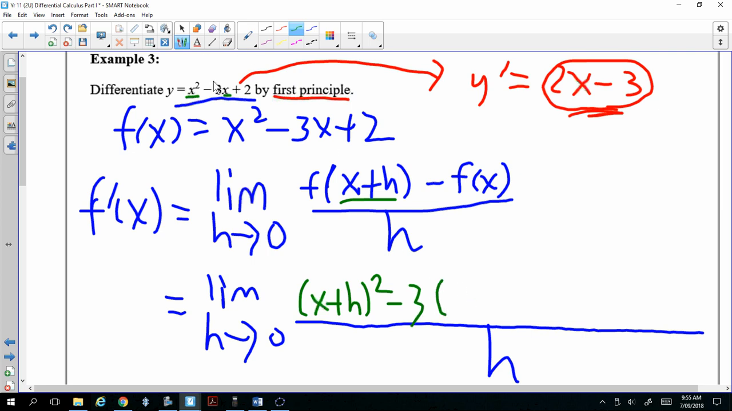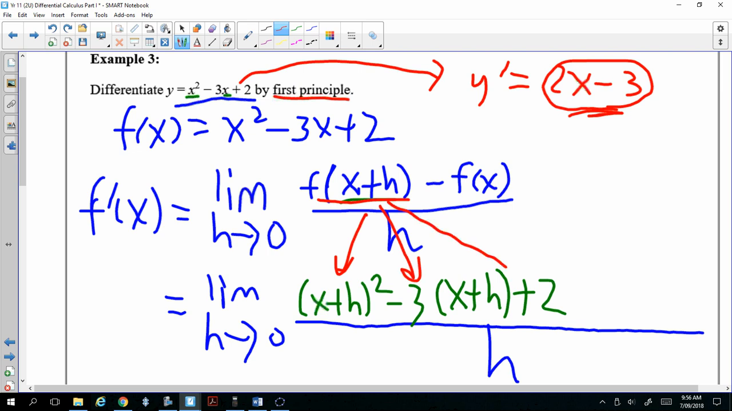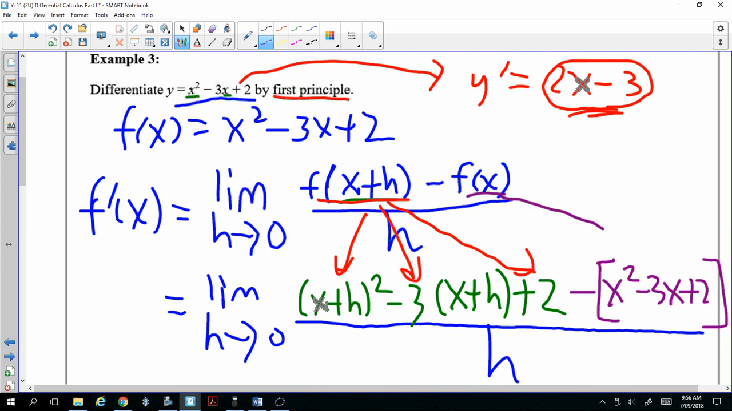There are 3 terms just from here. This bit gives you 3 things. And then we now have to minus. This time you need to put a bracket, because there's more than 1 term you have to minus. Minus this whole thing: x squared minus 3x plus 2. This is from here. Does that make sense? You need to do that a few times. I suggest that after I finish this example, you redo this example. If you got this right, you should be able to do another one.